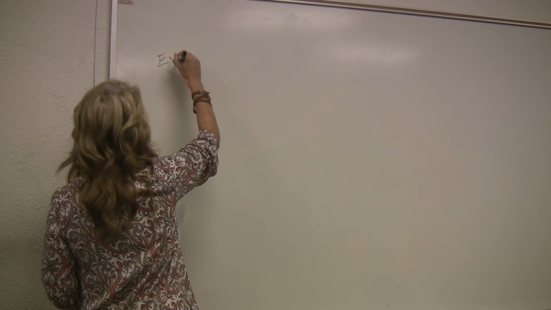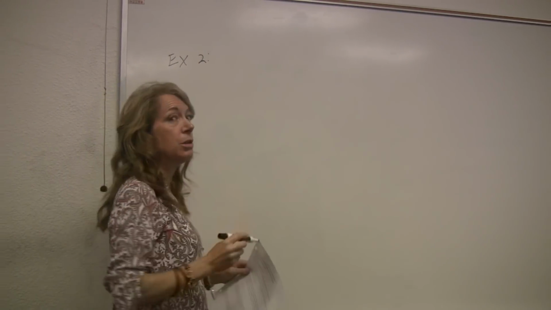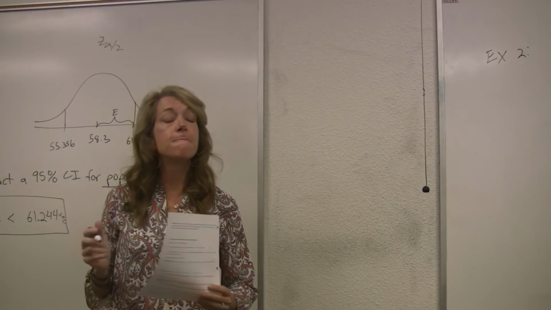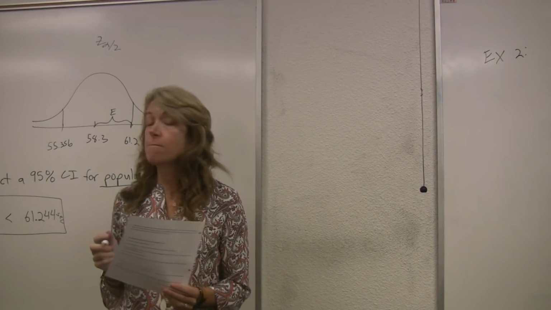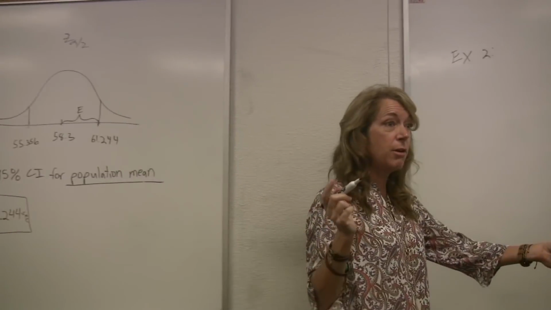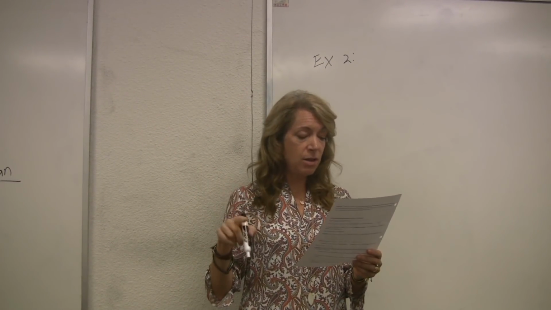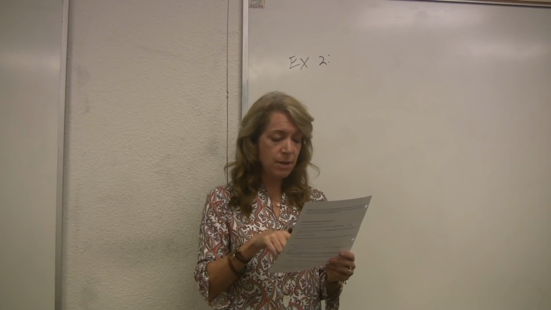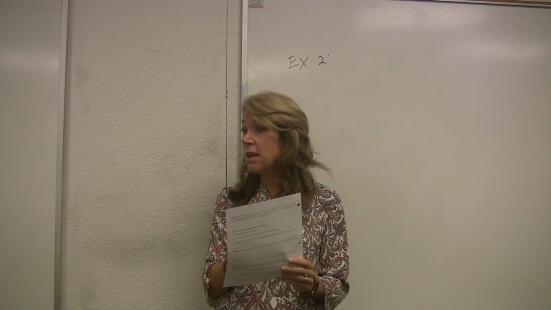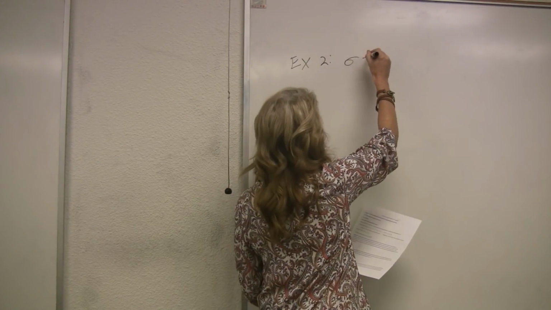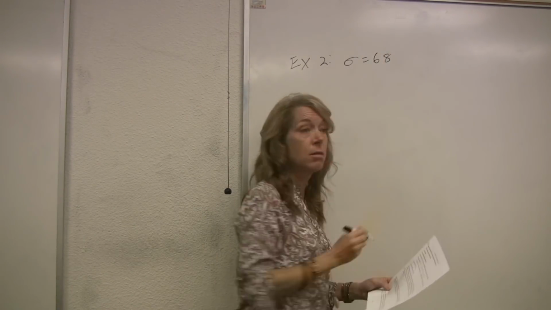Let's talk about what we know as symbols. What do we know? We know standard deviation and we know margin of error. I heard both. Let's start with standard deviation. Standard deviation is 68. And it says population standard deviation. So that is sigma. So they gave me sigma.